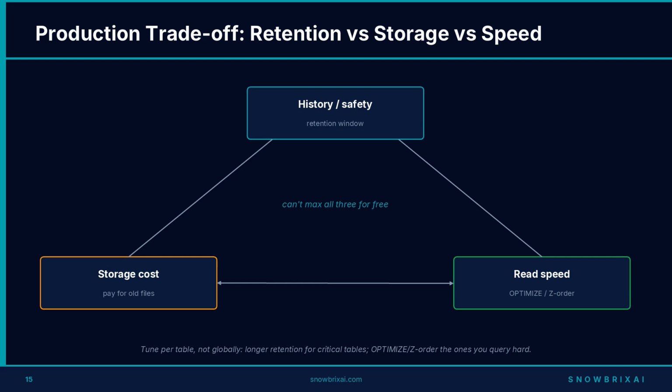So here is the rule I live by: longer retention for your critical tables, and optimize and Z-order only the tables you actually query hard. Tune per table, never globally. Your bill and your users both win.